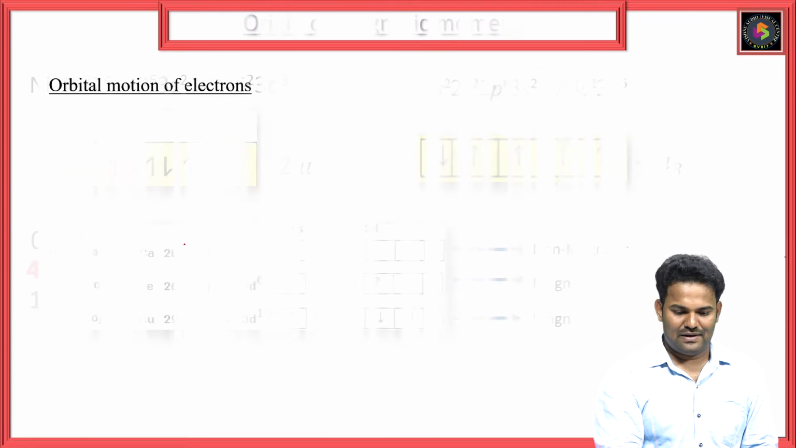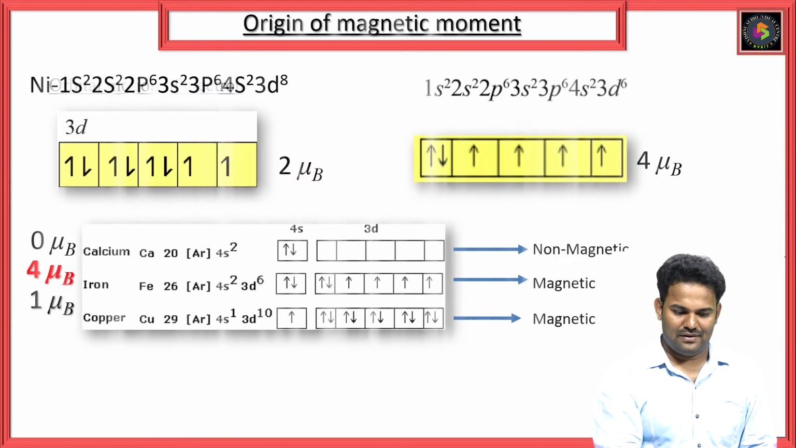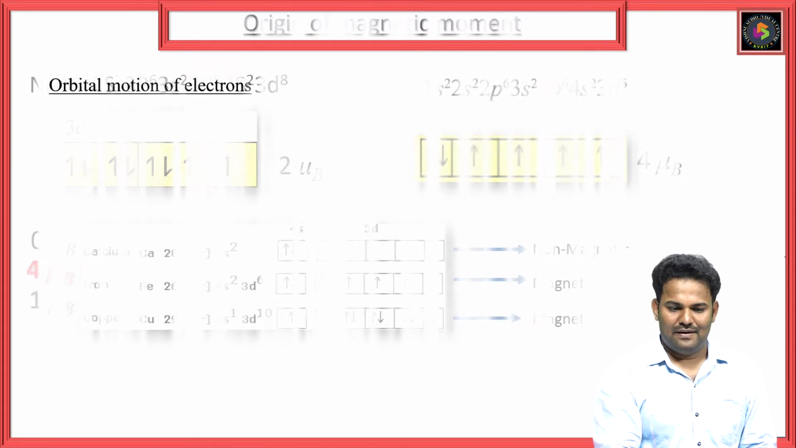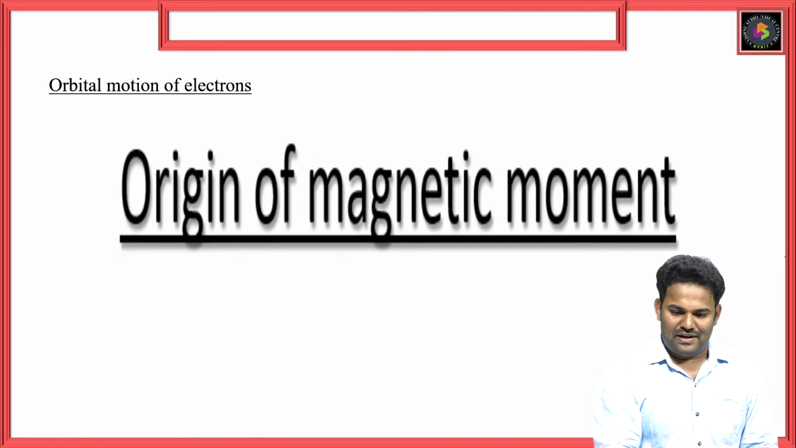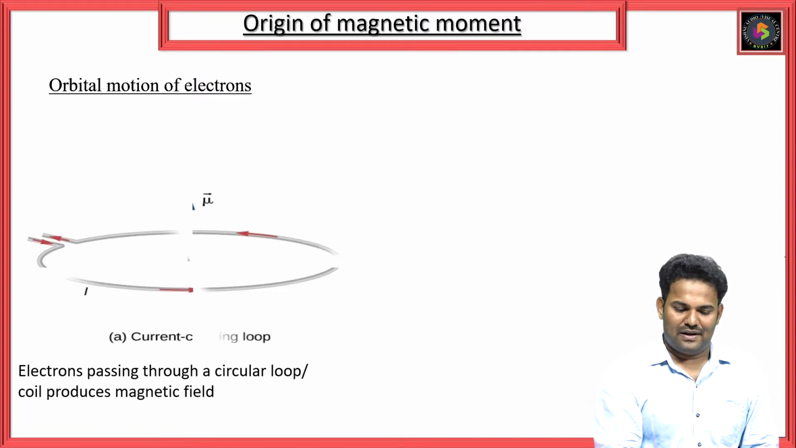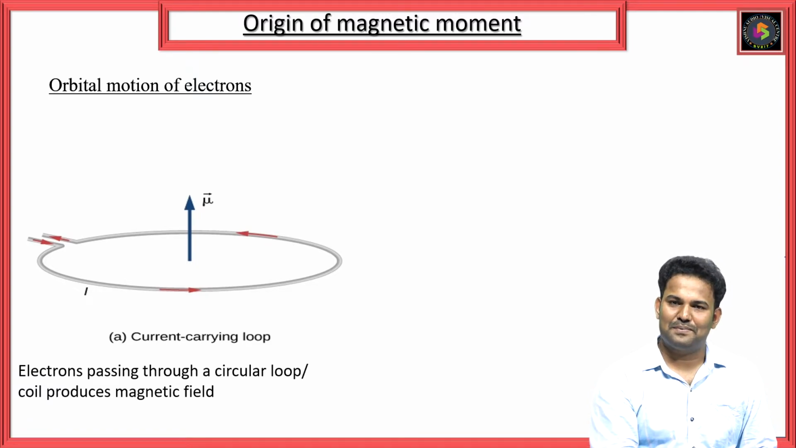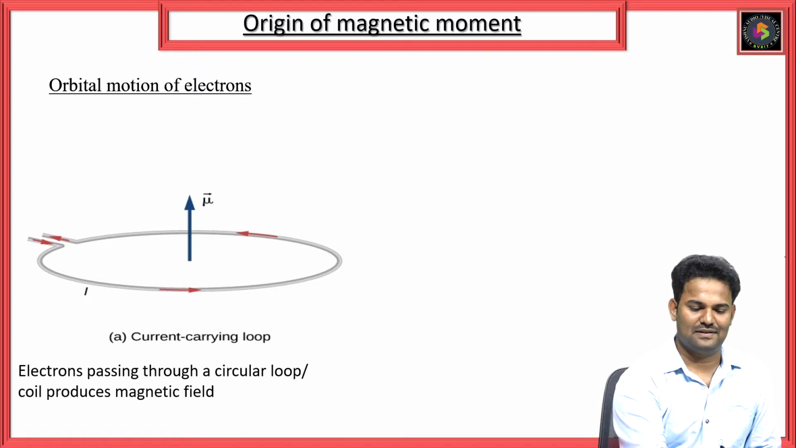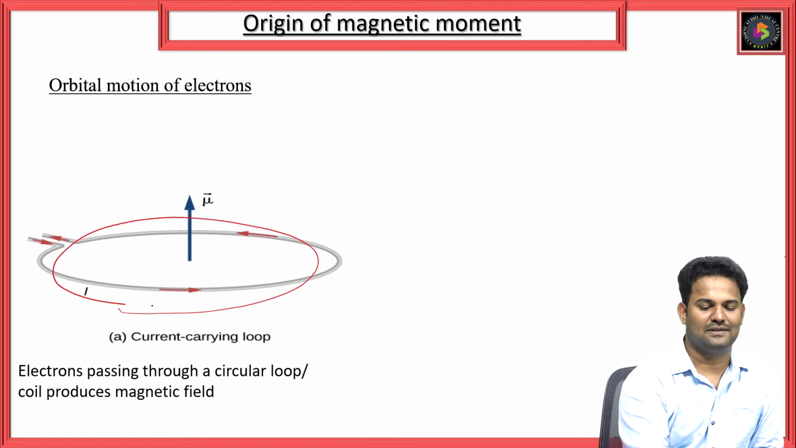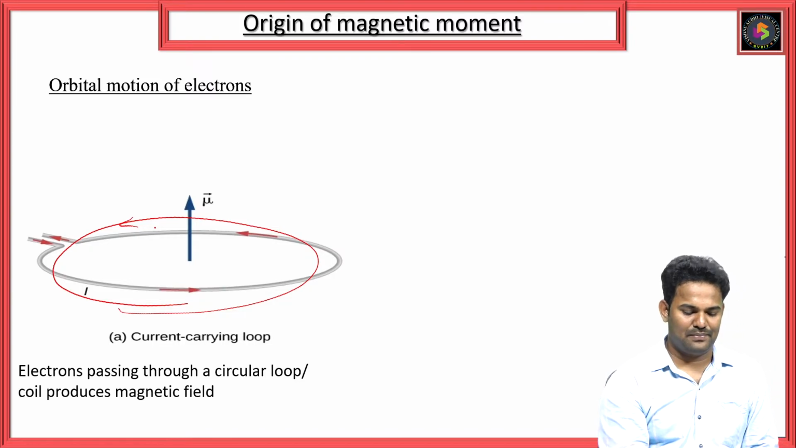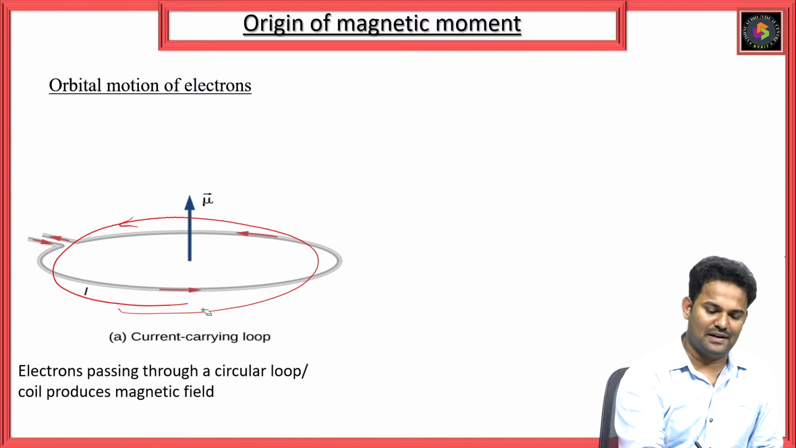So the magnetic moment of different atoms we have seen. Now, orbital motion of an electron. Electrons passing through a circular loop, or circular coil, produce a magnetic field like this. This is the orientation. So this can produce a magnetic field.